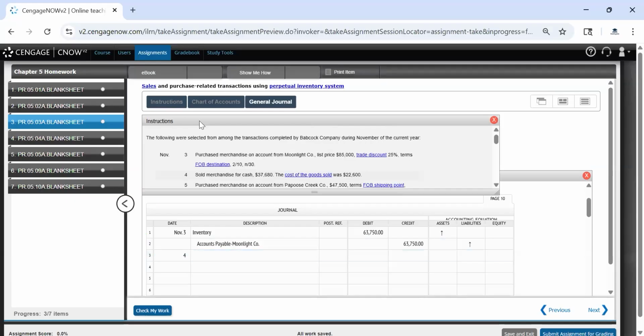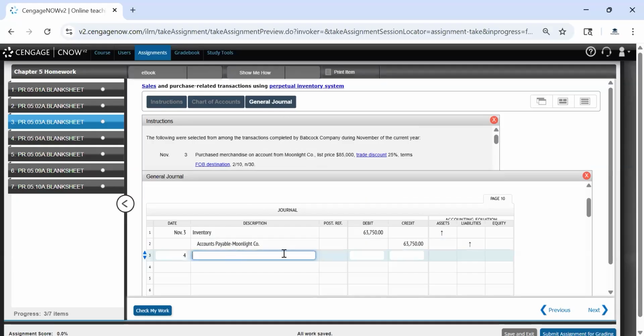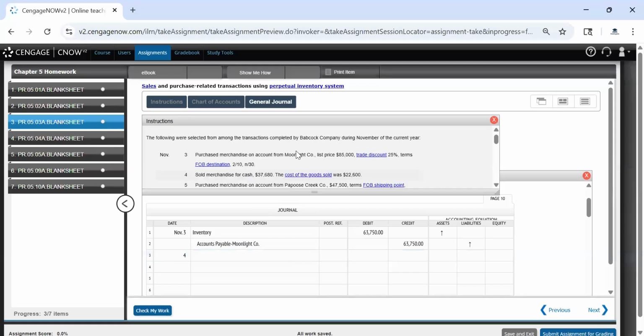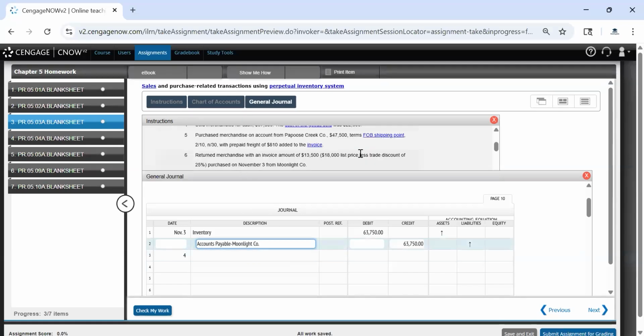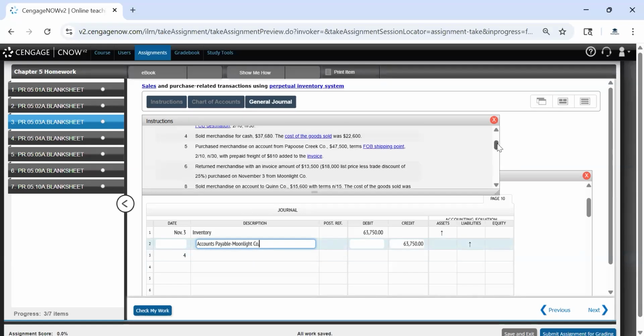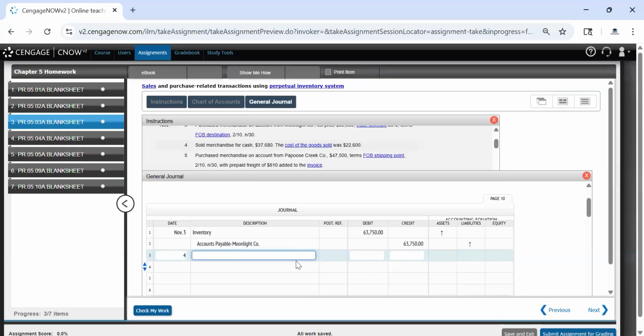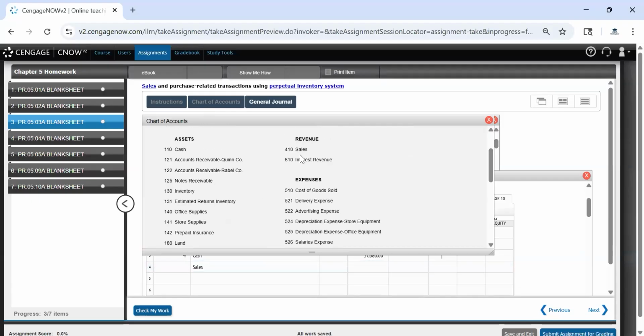The next journal entry is on the 4th, and we sold merchandise for cash for $37,680. So that's going to be a debit to cash for $37,680 and a credit to sales, which is our revenue account.